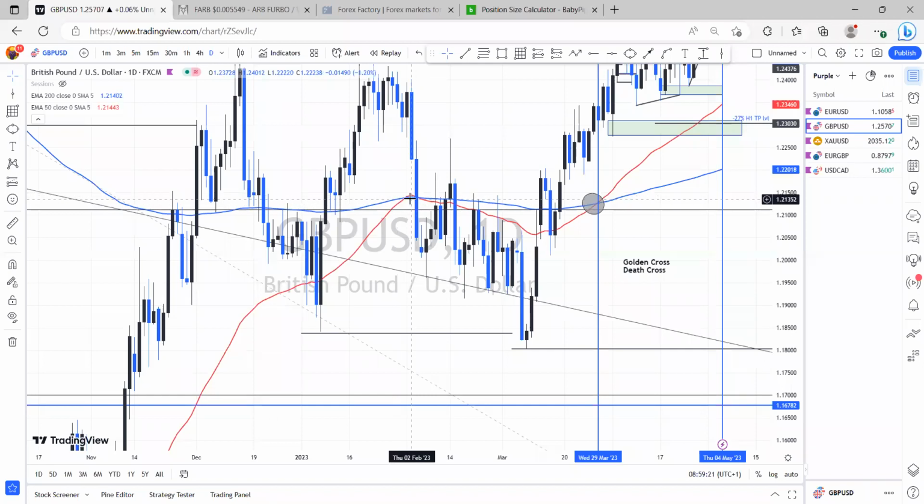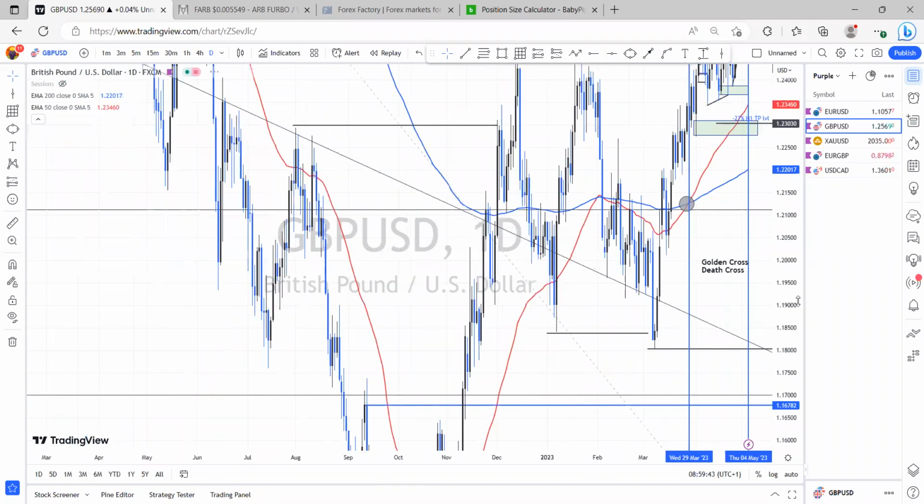This one here is not really a dead cross, because the 50 EMA came from the bottom, wanted to cross it as a golden cross, but it failed. Then the golden cross happened. So this is not a dead cross here. This is a failed golden cross. Let's look for a real dead cross.